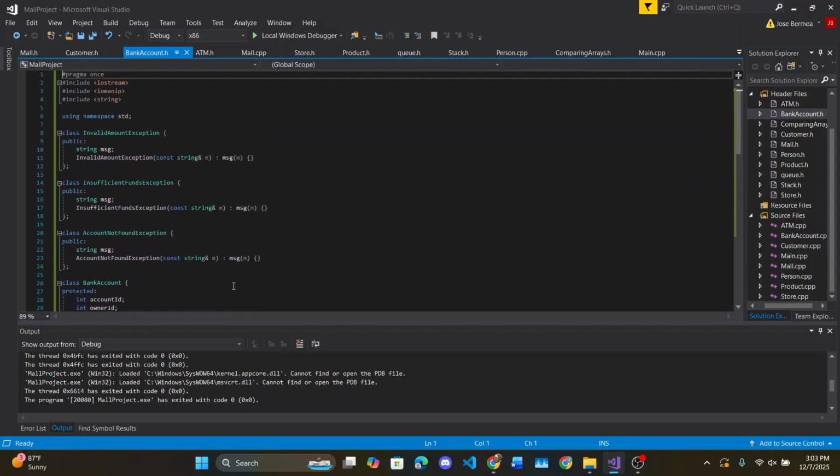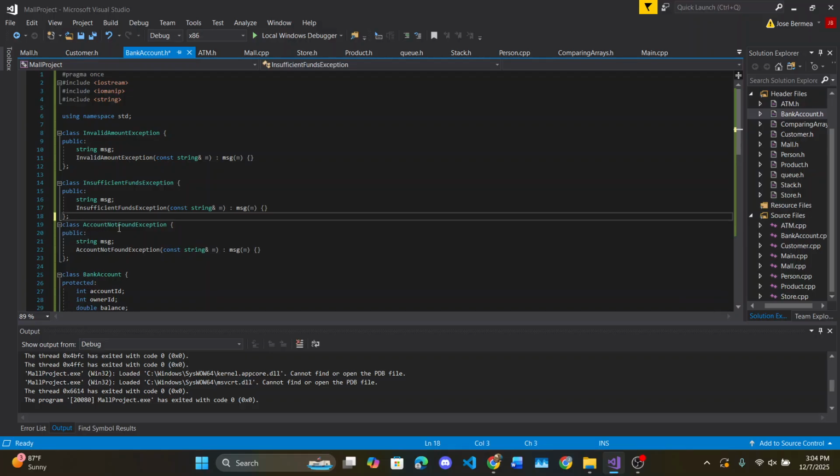Then we also have these exceptions over here, exception classes. We have invalid amount exception for non-positive deposits and withdrawals, as we saw earlier. Insufficient funds, for when the amount is higher than the actual money that the person has, and when they want to either withdraw and stuff. And in the account not found, whenever they just put like 1,000 instead of 1,001 or stuff like that.